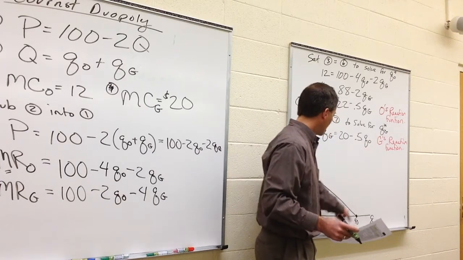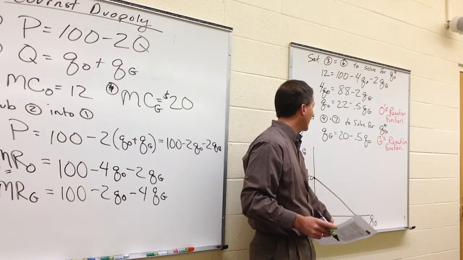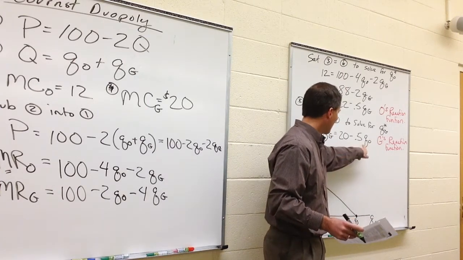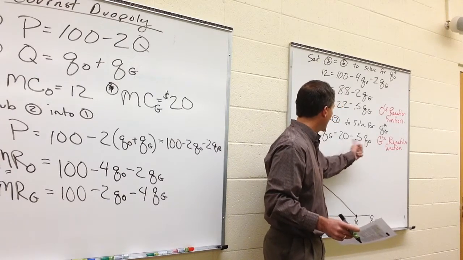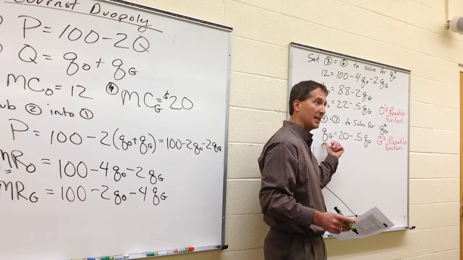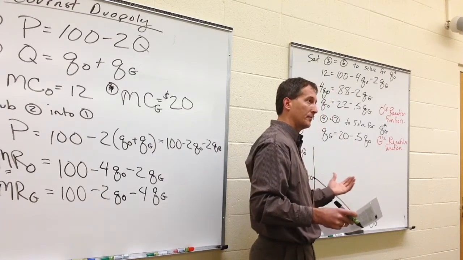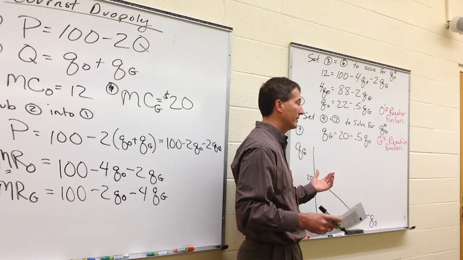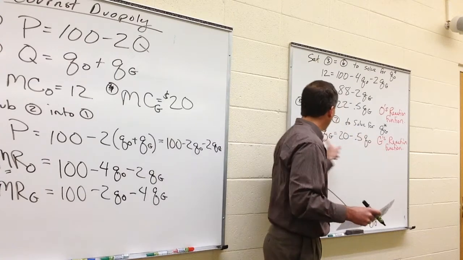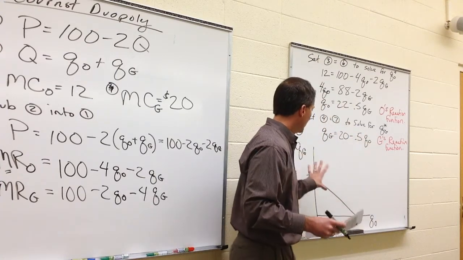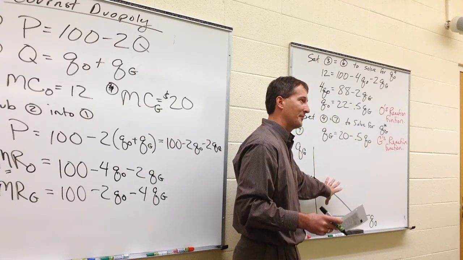If Oil Pro produces 10 units, how many am I going to produce? 10 times 1/2 is 5. 20 minus 5 is 15, right? So it's how I'm reacting to the other person's quantity. Kind of quickly solved with this quantity function. So that's the reaction function for them.